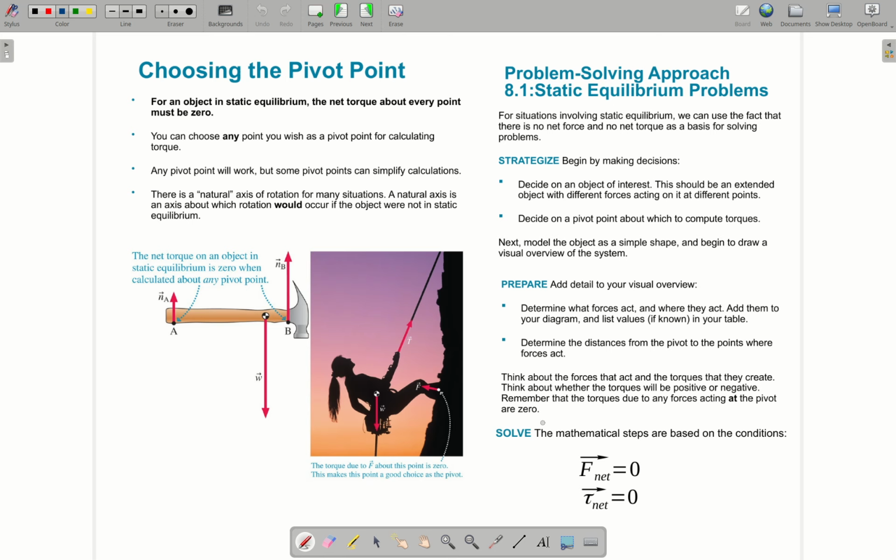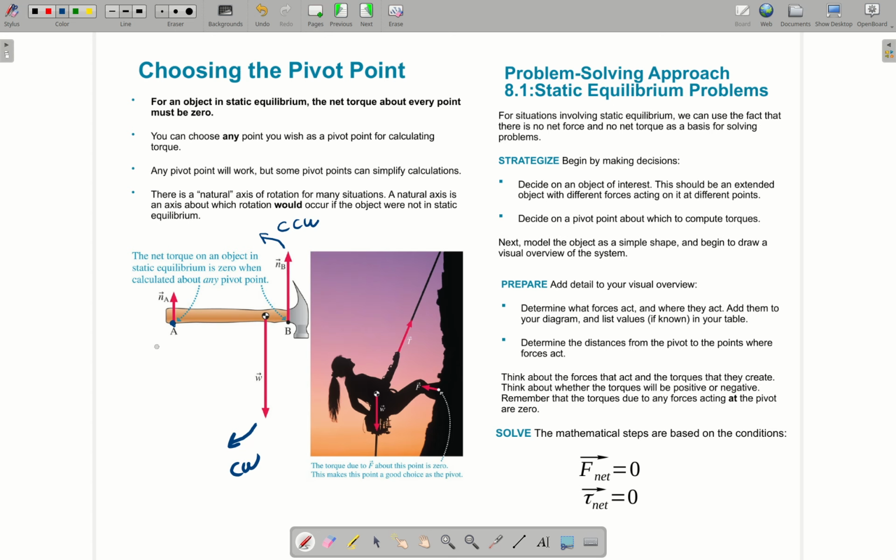Choosing the pivot point is important. We can choose any point to be a pivot point, although generally there is a natural pivot point. But as you're solving problems, choose any point that you think is the most appropriate and easier way to solve your problem. For example, if I'm calculating NA and NB and weight related questions involving this hammer here, I can choose point A and look at torques. Then weight would be rotating clockwise, and NB would be rotating counterclockwise. And there are only two if the hammer is in equilibrium.